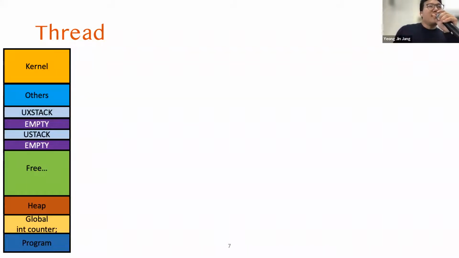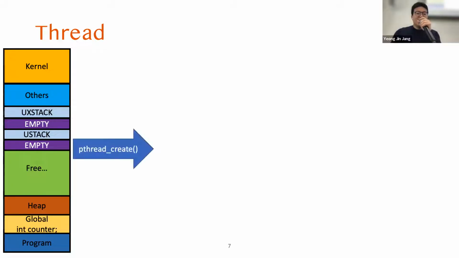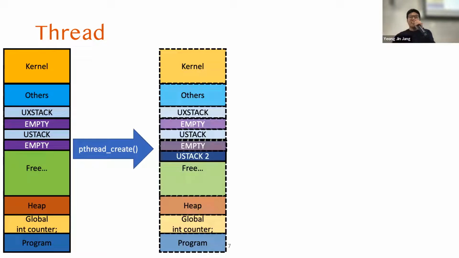The different thing in a thread is that, instead of using fork, we will use pthread_create. What thread creation will do is it will not copy anything. It will use the same CR3 value, so it will reuse the page directory and page table. That's why I marked all the memory layout as a dotted line. It's existing there, but not physically existing. So the kernel, others, user stack, heap, program, global counter, all these are referring to the physical memory backed memory here.